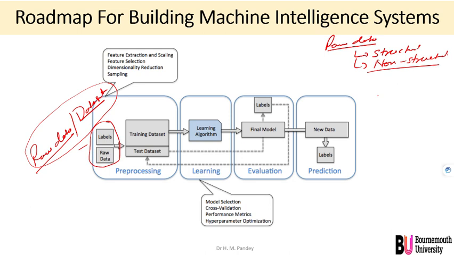Non-structured format. There may be some null values. There may be some other problem associated with the data set. So what you are going to do, you are going to check all these things before processing, before using your data set as an input for your actual model development. This step is called pre-processing.